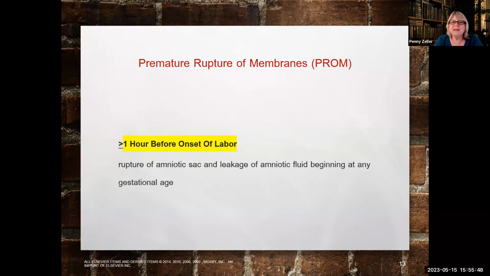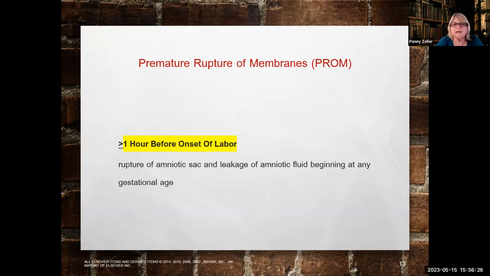There's another term, premature rupture of the membranes. In other words, she calls the office or she comes to the emergency room and says, I think my water broke, but she's not having contractions. So that's prematurely rupturing. Okay, that's premature because there's no contractions. If her sac breaks and she's not in labor within an hour, then it's called a premature rupture of a membrane, no matter how far along she is.